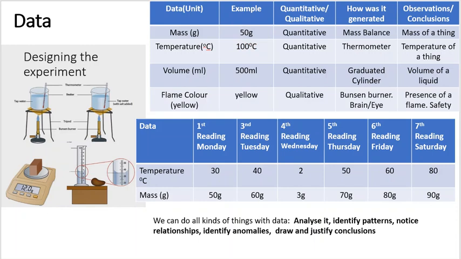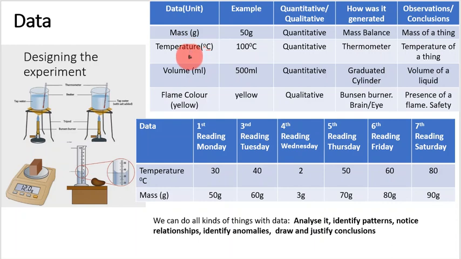When we take data, we can draw conclusions from it, or we can make observations. So what does the data point 50 grams tell us? It tells us the mass of a thing. In our specific example, it told us the mass of salt that we wanted to add to the water that we measured.